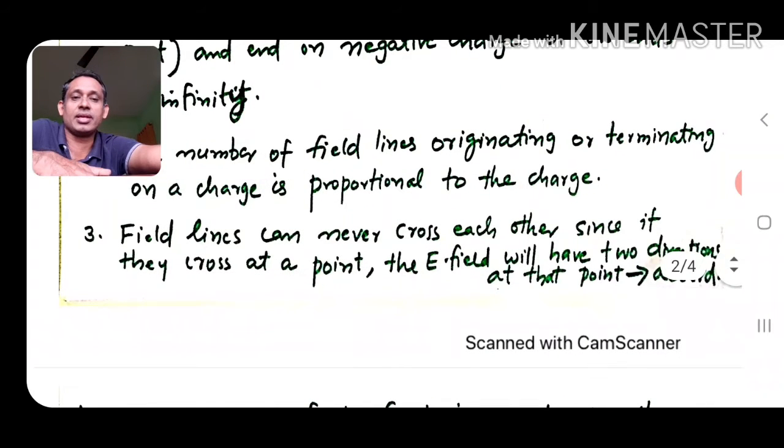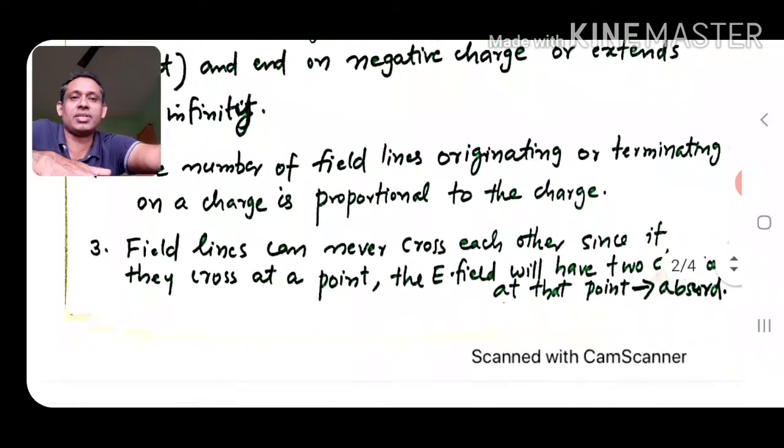Another important idea is that electric field lines can never cross each other, or they can never intersect. Since if they cross at a point, the electric field at that point will have two directions. That is not permitted. Electric field has a unique direction at each point.